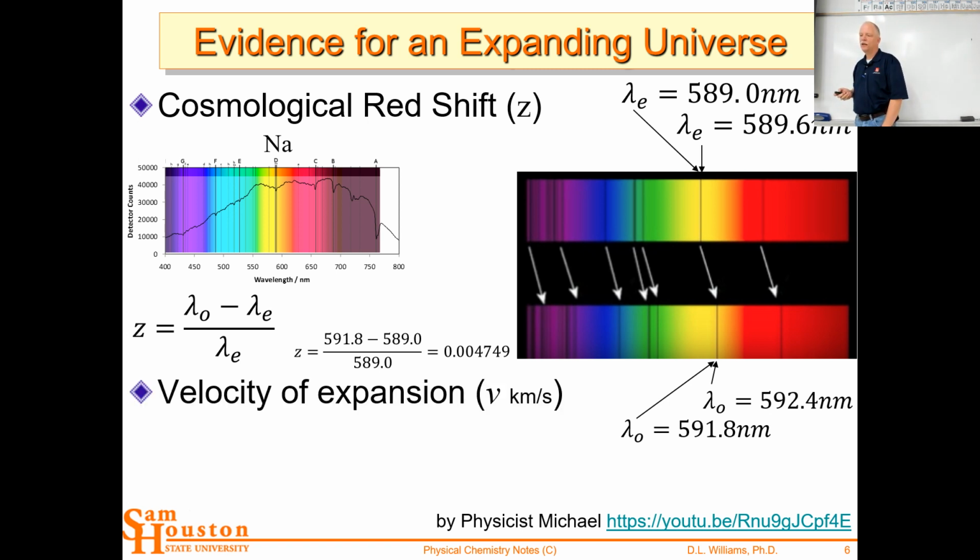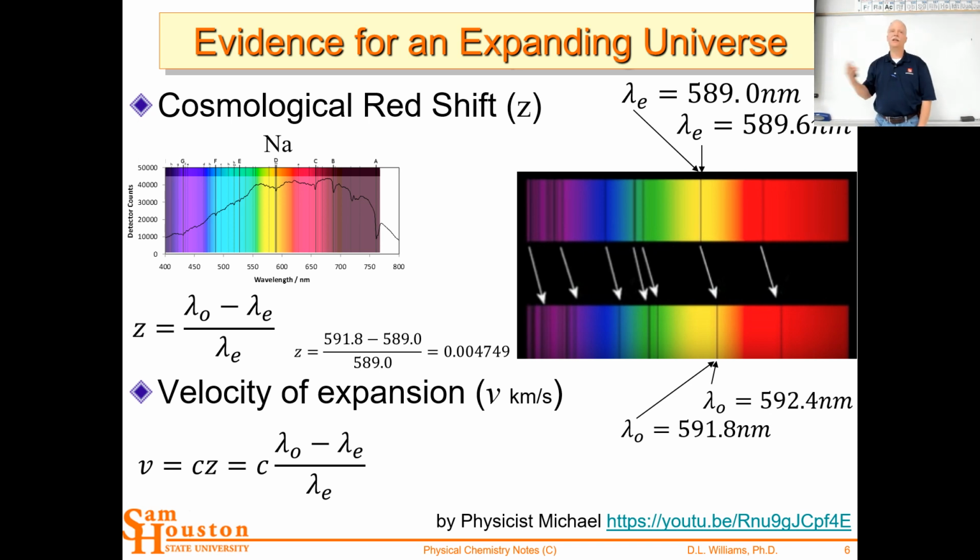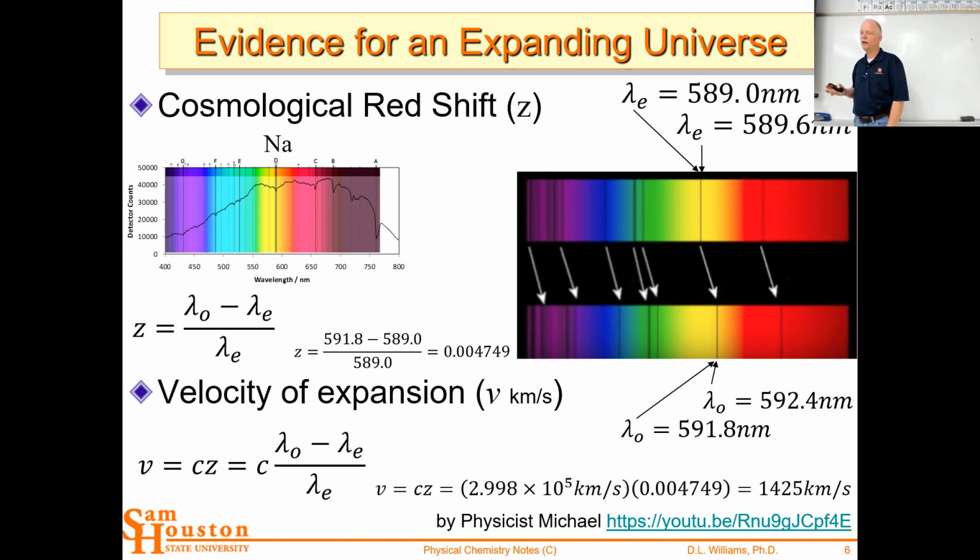And so this, we can use the speed of light to figure out what velocity it's moving away from us to give us that kind of shift. This is a very sensitive technique. And so if you multiply that by the speed of light in kilometers per second because of the magnitudes of the speeds that we're dealing with, that's receding from us at 1,425 kilometers per second. That's pretty fast. 1,000 kilometers per second. I don't drive that fast. I drive fast, but not that fast.